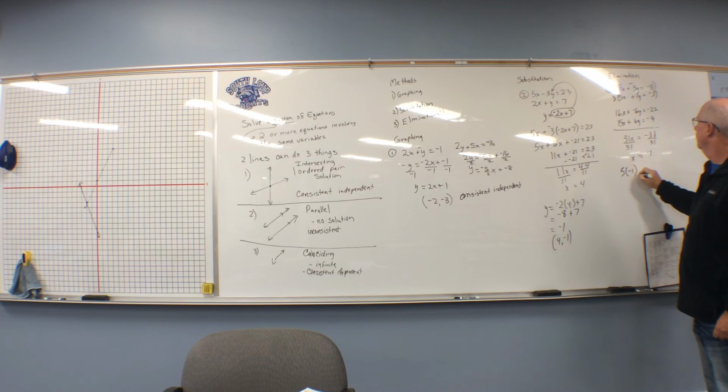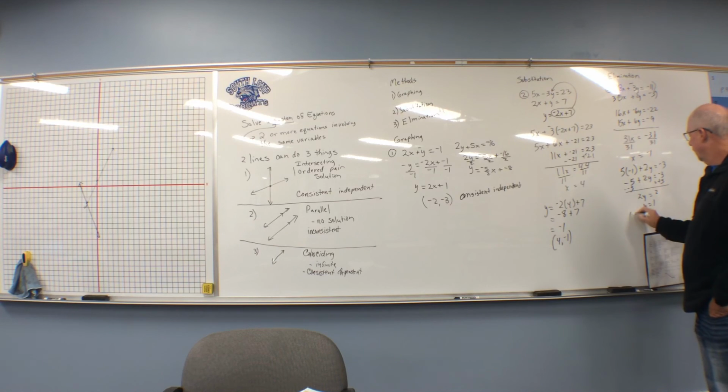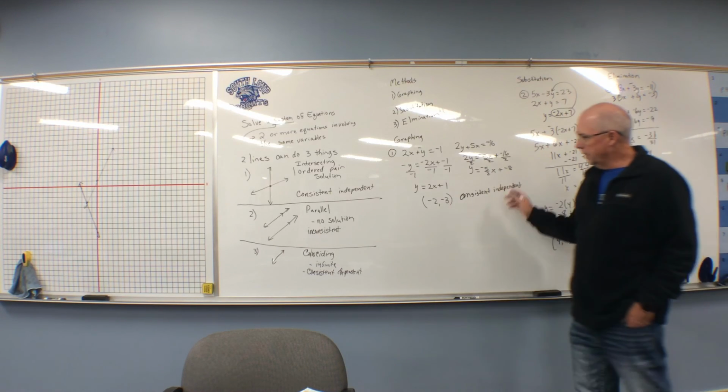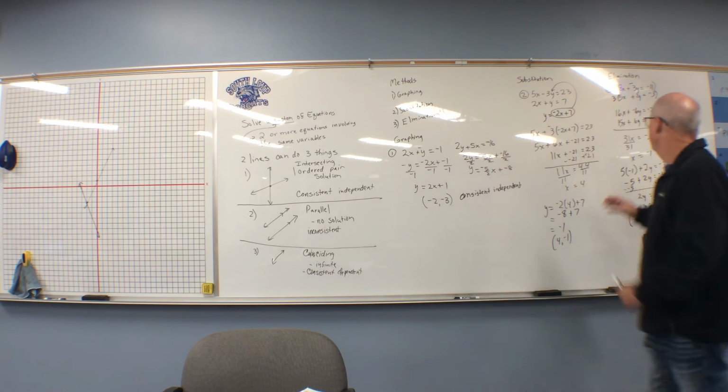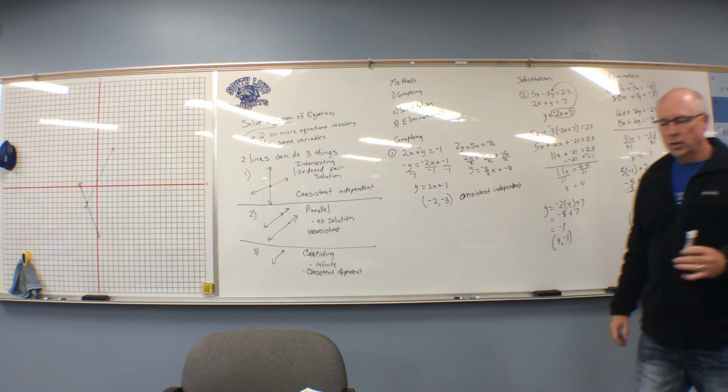So I go 5 times a negative 1 plus 2y equals a negative 3. Once again, I've eliminated the x's, so I have negative 5 plus 2y equals a negative 3. I add 5 to both sides, and I get 2y equals 2. So y equals 1. So my ordered pair, this is a consistent independent, is a negative 1, 1. Once again, if I'm doing this and the x cancels, and I get 4 equals a negative 1, then I have no solution. I have parallel lines. Or if I get a negative 1 equals negative 1, I get coinciding lines.